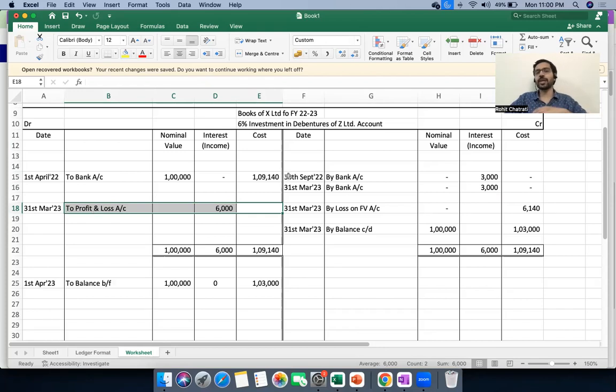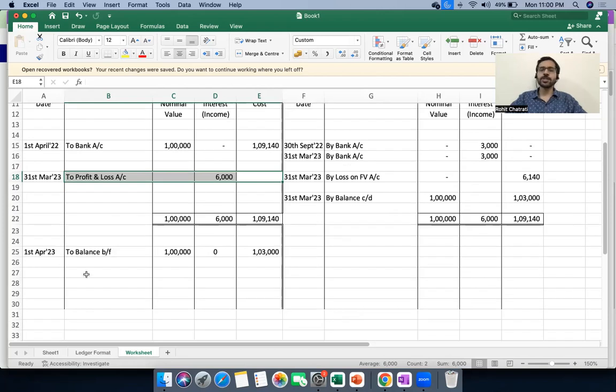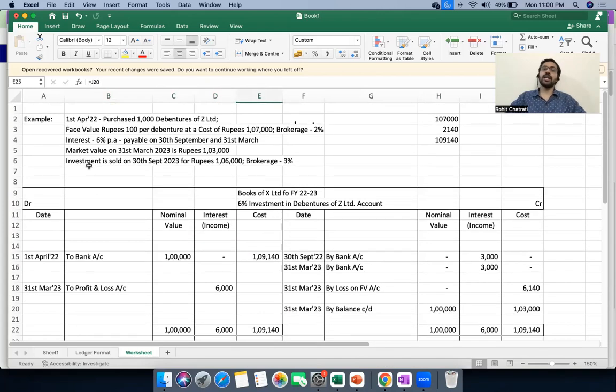You do not carry forward interest again separately. All right, so you have a balance brought forward of 1 lakh and 1,03,000. Let us say the entire investment is sold on 30th of September for rupees 1,06,000. The entire investment has been sold for 1,06,000 and brokerage of 3% has been charged.